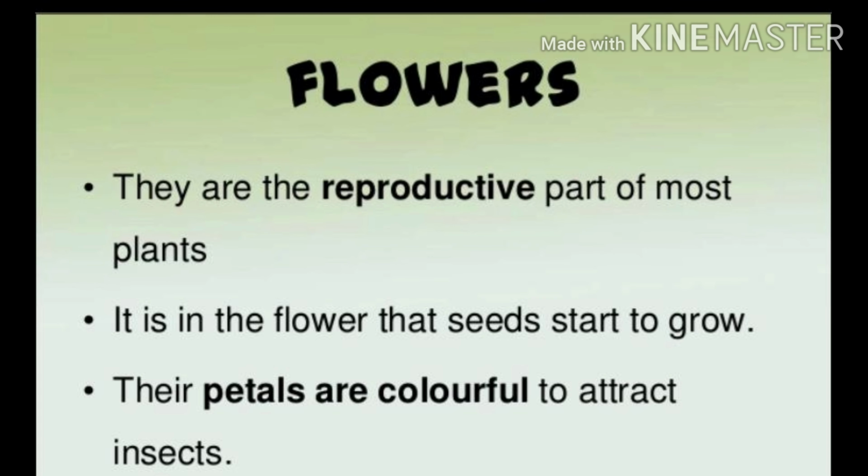Flowers are the most beautiful part of the plant and they are also the reproductive part of most of the plants. In the flower, seeds start to grow. Their petals are colorful to attract the insects around them.